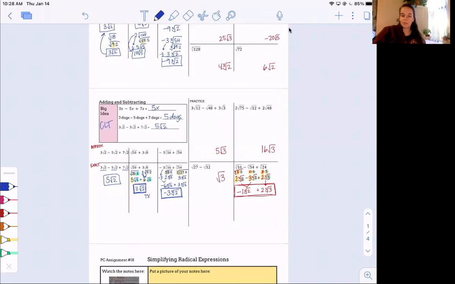Are there any questions about the assignment or how we're going to get started today? Any questions? Things we're thinking about?